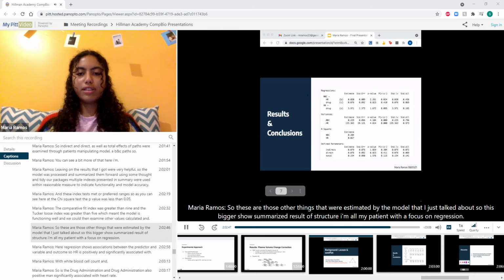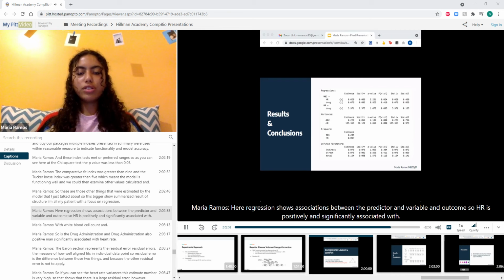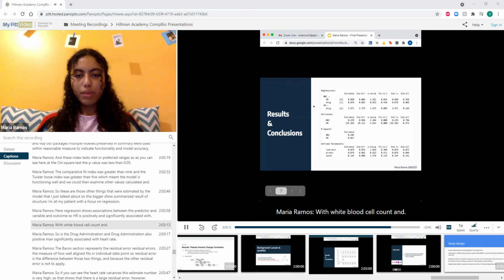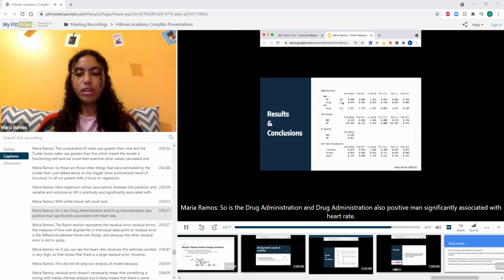So these are the other things that were estimated by the model that I just talked about. This figure shows summarized results of the structural equation modeling with a focus on regression. Here, regression shows the associations between the predictor variable and outcome. HR is positively and significantly associated with white blood cell count, and so is the drug administration, and drug administration is also positively and significantly associated with heart rate.